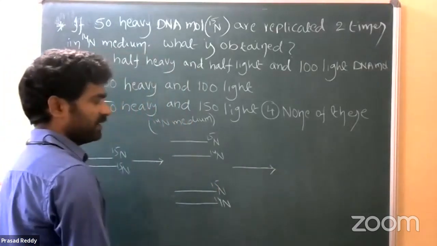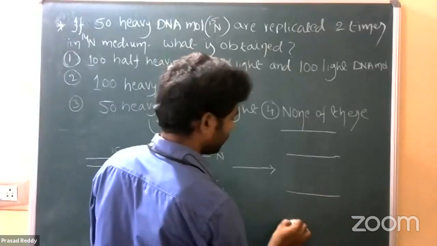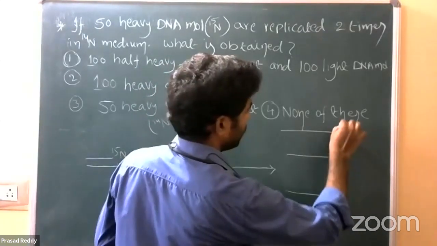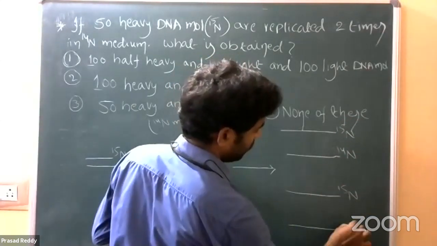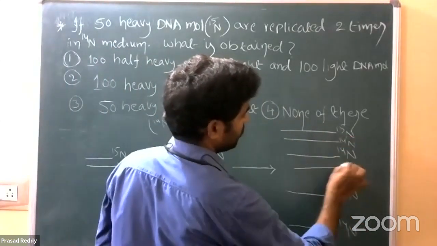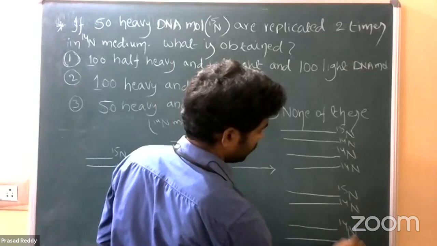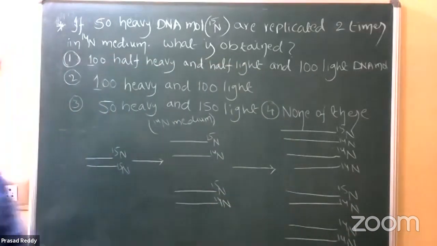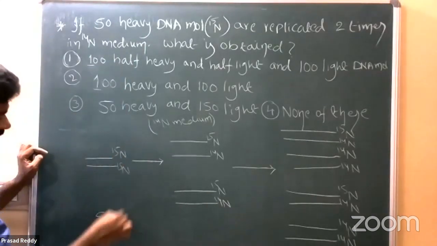In the second replication again, so N15 strand and N14 strand. Here N15 strand, N14 strand, right? So N15, N14. Am I right? So the newly synthesized strands are N14, N14. So N14, then here also N14. Okay, imagine it is two replications. So imagine one DNA molecule is equal to 50 DNA molecules. Directly they have given 50 heavy DNA.